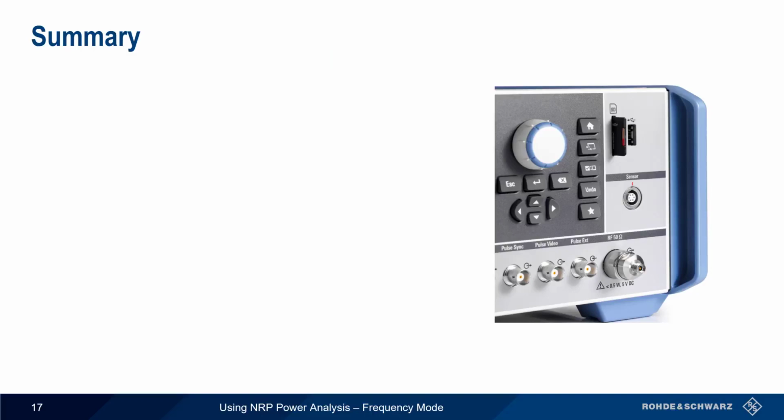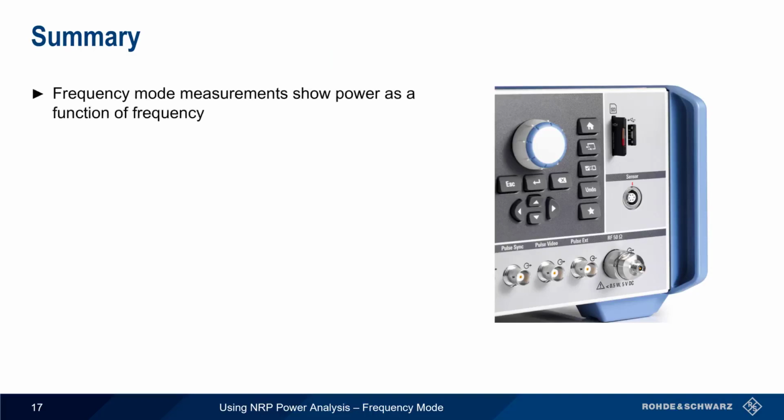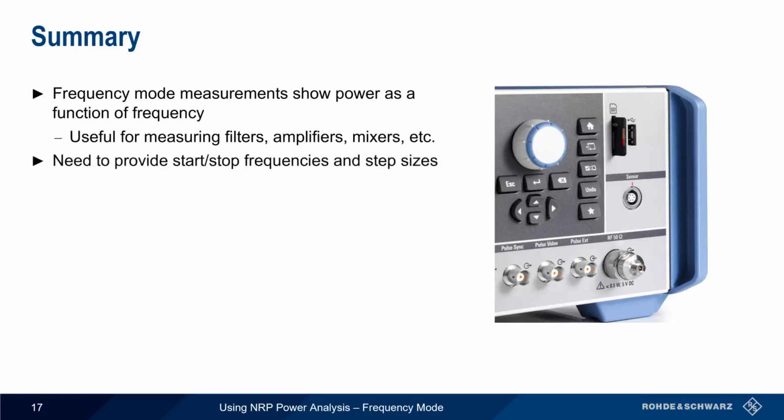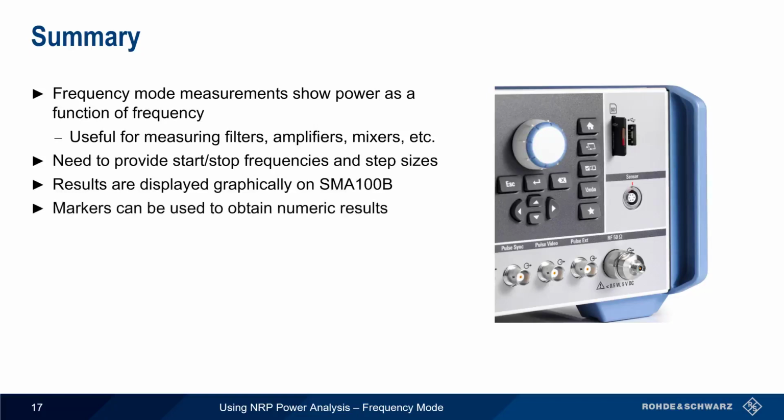Let's summarize what we've covered. Frequency mode measurements are used to see power as a function of frequency. This is particularly useful when measuring filters, but can also be used with many other devices as well. The basic configuration parameters for frequency mode are the stop and start frequencies and step sizes, but we can also configure things such as measurement times, level offsets, etc. Results of the measurement are displayed graphically on the SMA100B screen as power versus frequency. The Power Analysis application has 4 built-in markers for obtaining numeric results, and traces can also be exported as CSV or screenshots for further analysis or documentation.